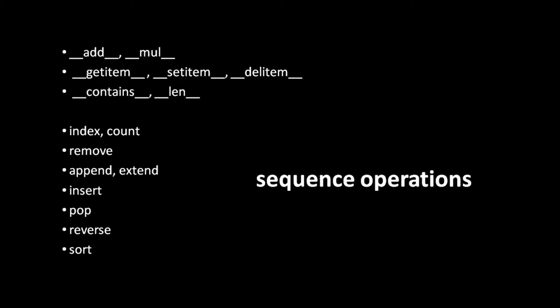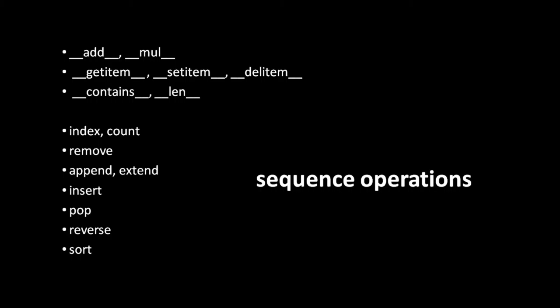The remove method also searches in the sequence for an item which is equal to the argument which you pass to remove, except whereas index will then return the position of that item, the index, remove will simply remove it. And if it's not found in the sequence, then remove will throw an exception.